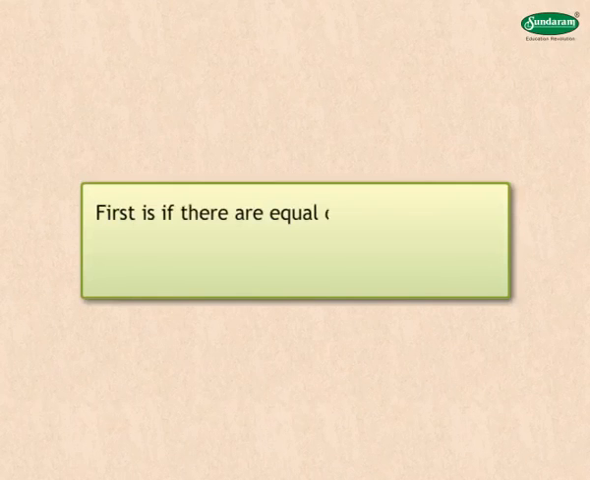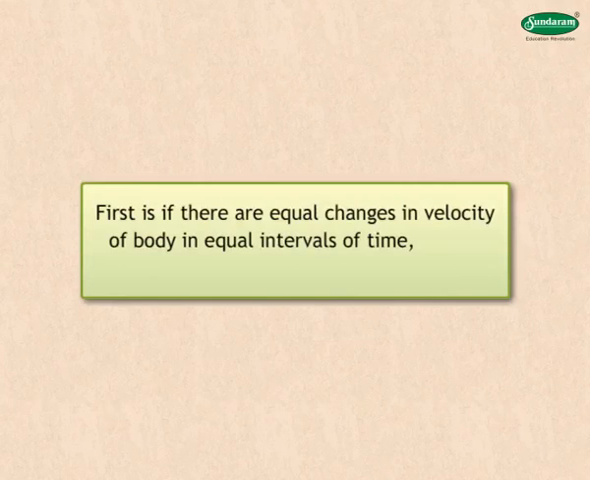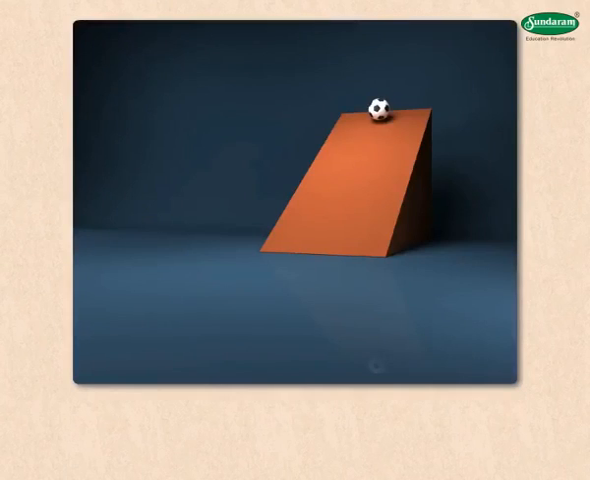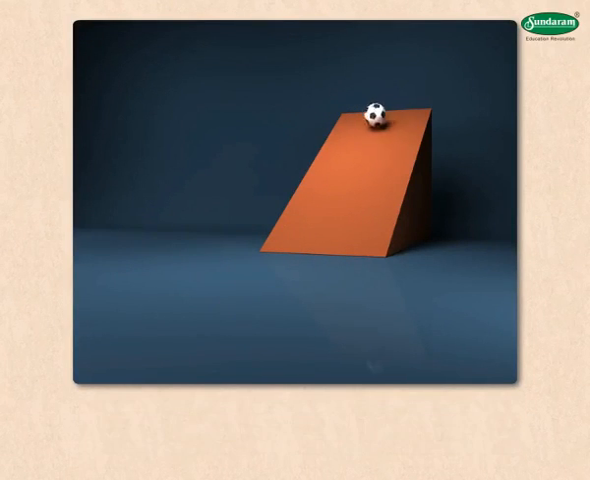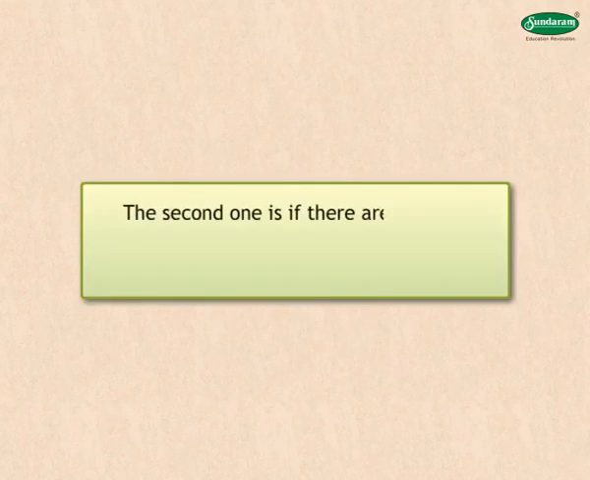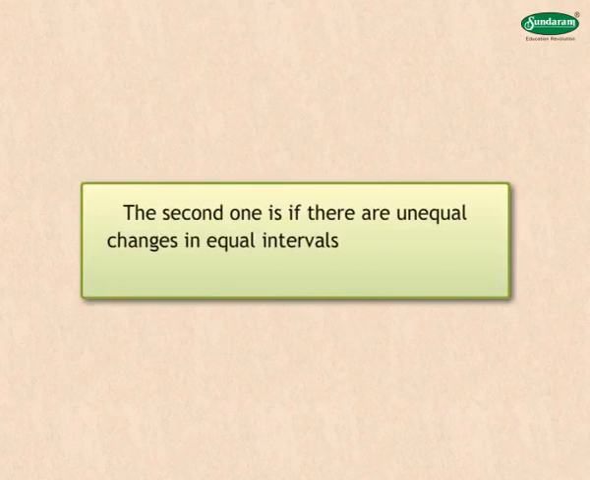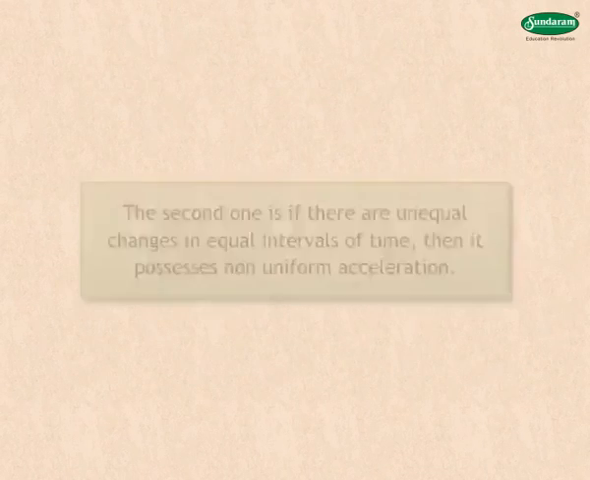First is if there are equal changes in velocity of body in equal intervals of time, then it possesses uniform acceleration. An example of an object having uniform acceleration would be a ball rolling down an inclined surface. The ball picks up velocity as it goes down the inclined surface with equal changes in time. The second one is if there are unequal changes in equal intervals of time, then it possesses non-uniform acceleration.